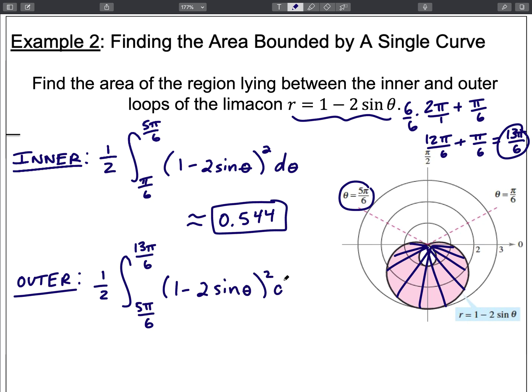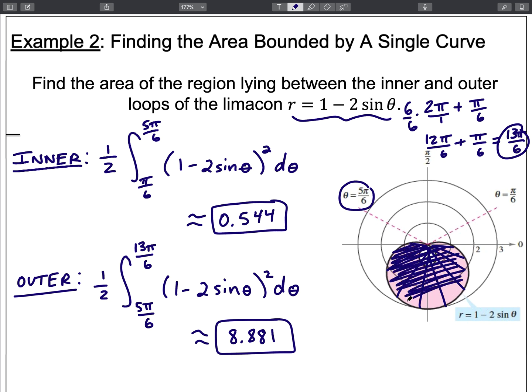And then square the entire quantity. Feel free to take it into your calculator if you want to pause the video again. If you want to take my word for it, you'll have 8.881. So 8.881 would actually be this entire region, which would include the teardrop. But if we were just trying to find this pink region, hopefully you'd agree, we just need to take this outer loop and subtract away this inner loop. So in this case, I think our final answer is going to be to take this 8.881.